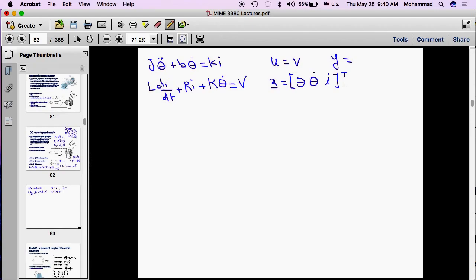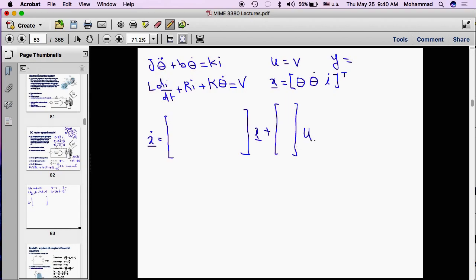Okay, should we do it? Should we write the model? So let's go. The first step is to find x dot. This is going to be a 3 by 3 matrix times x plus a 3 by 1 times u.